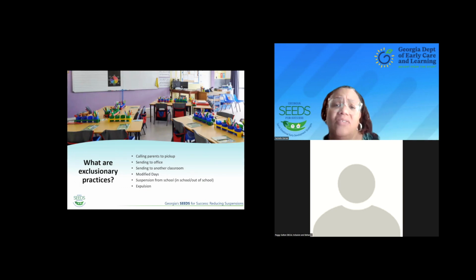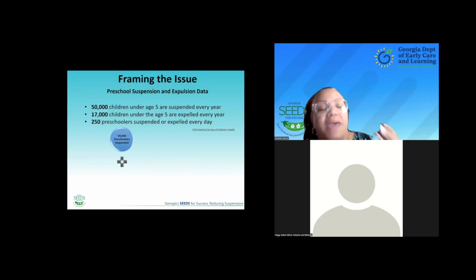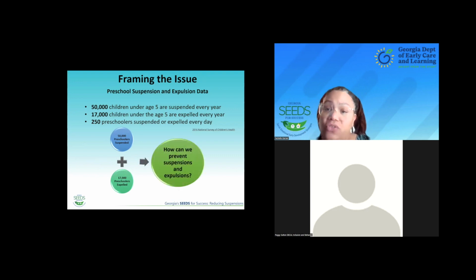Some of these practices can seem like a reward to the learner, right? And each one removes the learner from their learning environment and threatens their social emotional development. Over the past decade, high rates of expulsions and suspensions have steadily increased in early childhood programs.